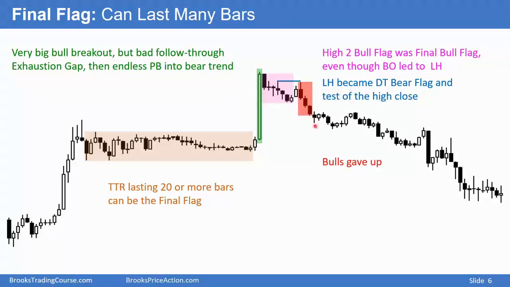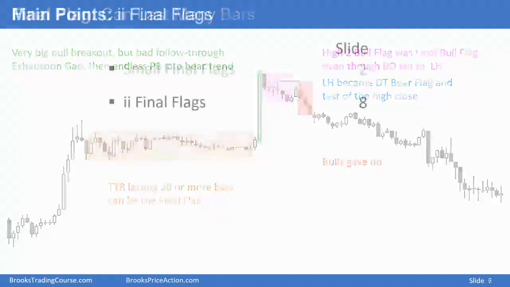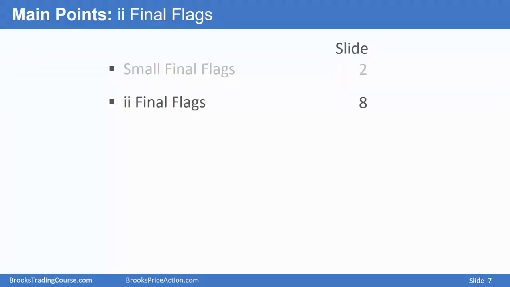The bulls gave up and the bears started to sell aggressively, confident that at a minimum, the market would get down to the bottom of the buy climax here or here. Also, the magnetic pull of the tight trading range. We should get down there as well. I'm going to finish up by talking about II final flags.